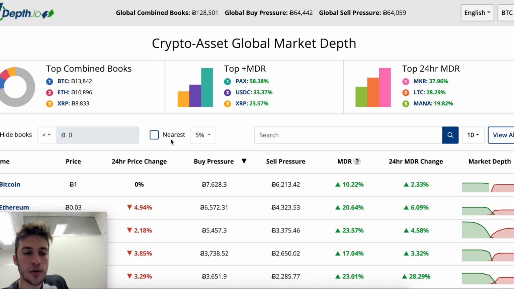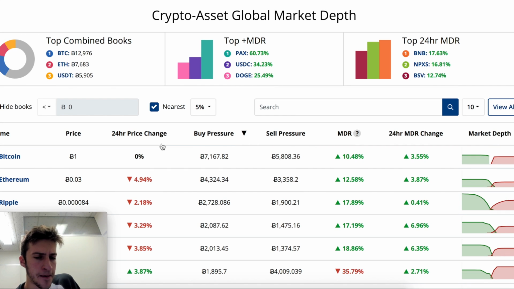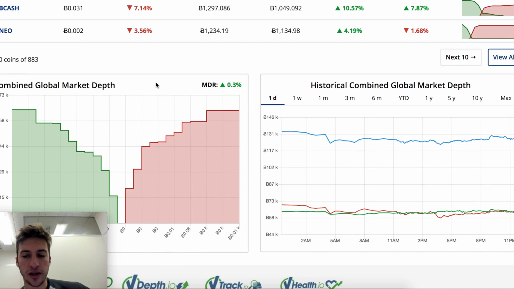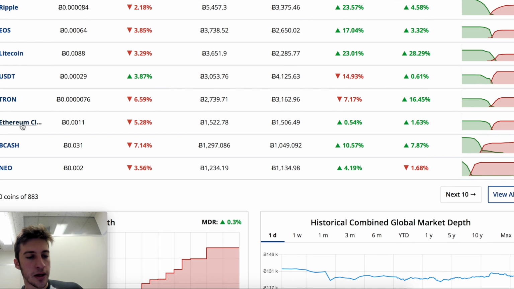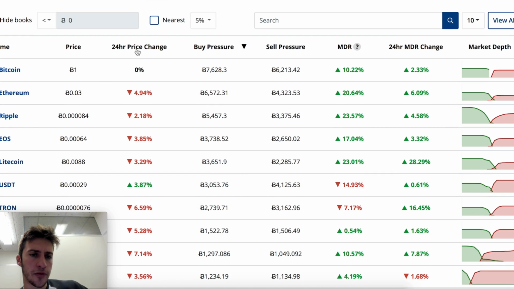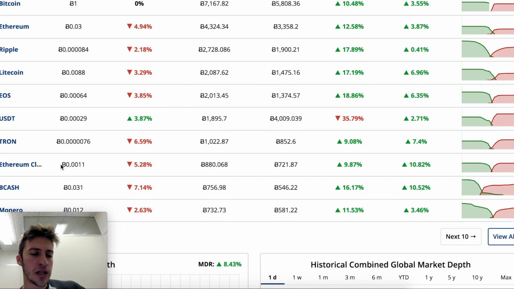Another thing you can do, that I find by far the most helpful, is you click this. This changes a lot. Before, we were just looking at the total order book for these coins, and for the combined MDR, I'm just looking at the total order book for all these coins. For ETC, I'm just looking at the total order book for Ethereum Classic, as much order book data as I can. But what's actually more helpful at times is if I click nearest 5%.